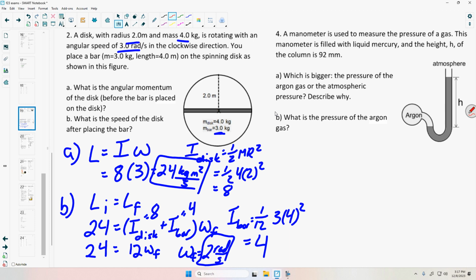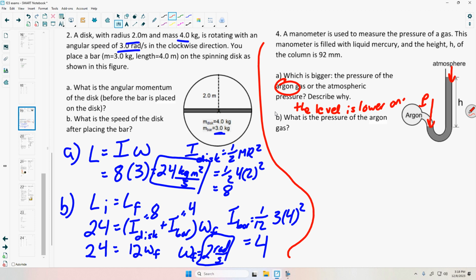All right, finally, this last part. Here, which one is bigger? The pressure of argon is bigger. I have a bigger pressure here than I have here because the level is lower on the argon side, or something to that effect. And then the pressure of the argon gas, I know that P is equal to P naught plus or minus rho GH. Because the pressure P is bigger than P naught, this must be positive.